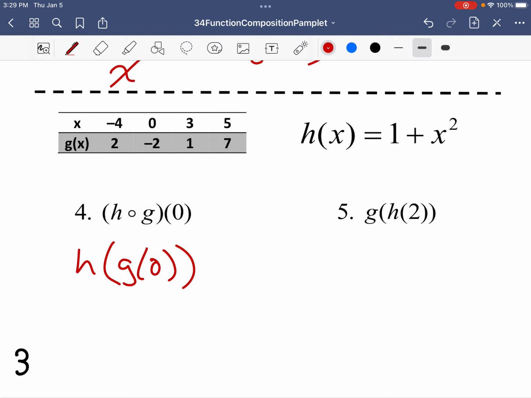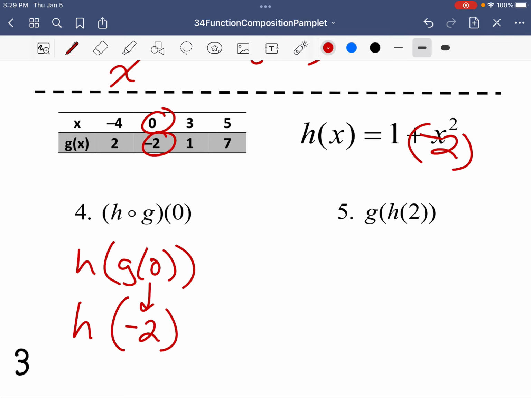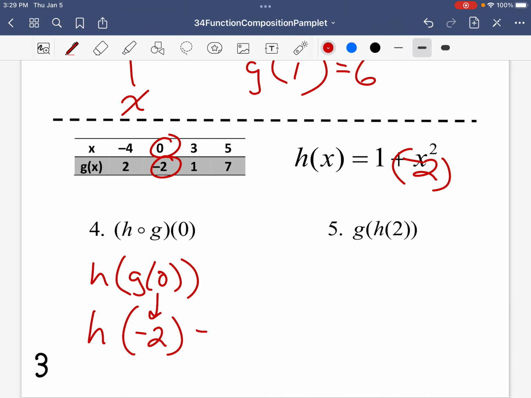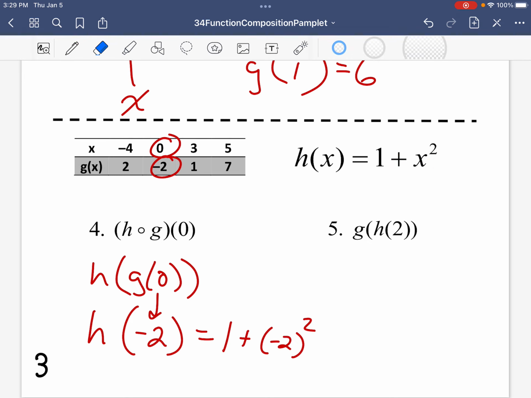If you rewrite the problem, it is nice to do that. You can see that you're going to do g of 0 first. G of 0 is -2, which now means I'm going to ask to do h of -2. That means you're going to plug -2 into the h equation. That's going to cause you to do 1 plus -2 squared, and that, of course, is 1 plus 4, which equals 5.